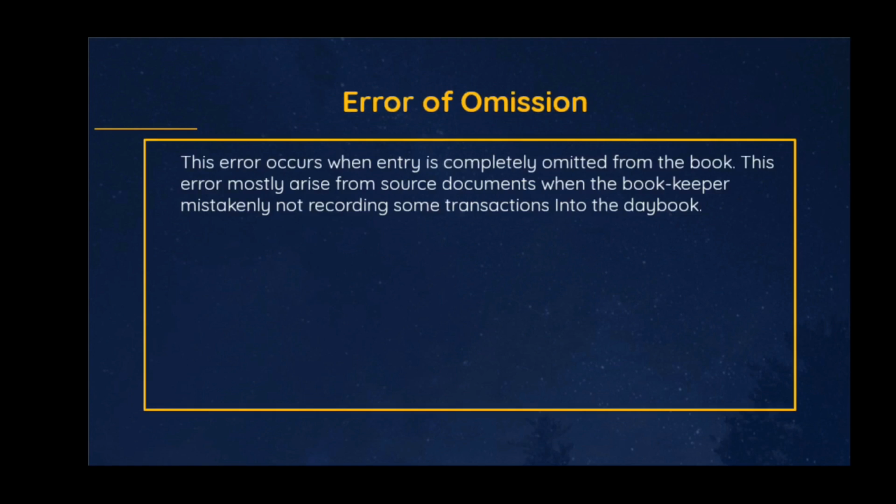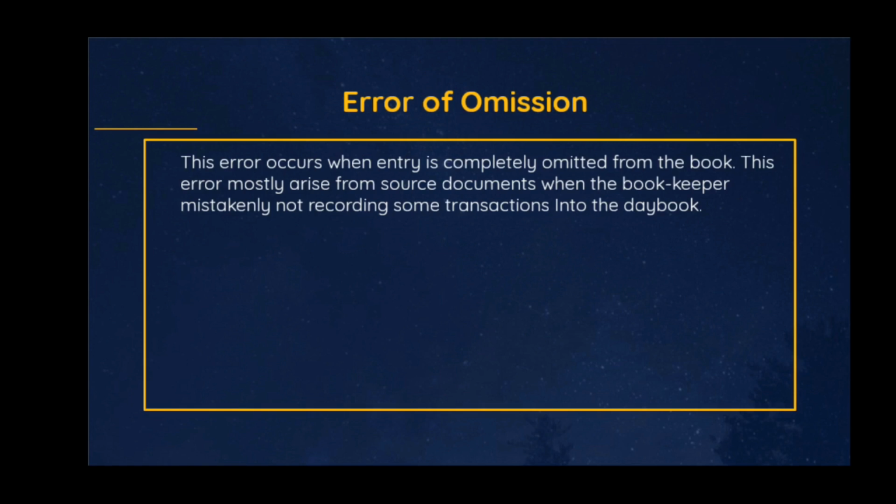Error of omission. This occurs when an entry is completely omitted from the book. Most times it usually occurs from the source document, when the bookkeeper fails to capture an entry right from the source document. We all know what source document is. They comprise the receipt, invoice, debit note, and the like. So when a bookkeeper mistakenly did not capture one of the entries from the source document, that means such entry will not appear at all in the book of account. Such an error is termed error of omission.